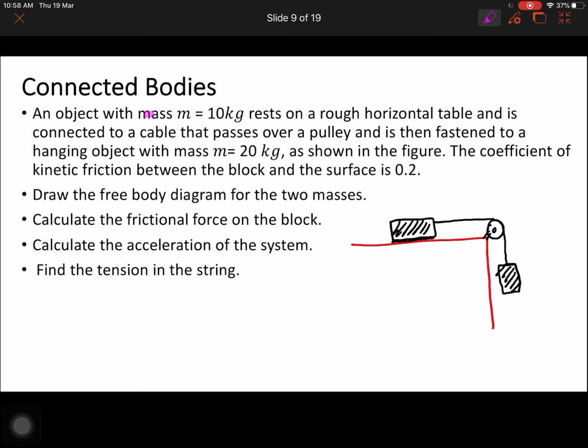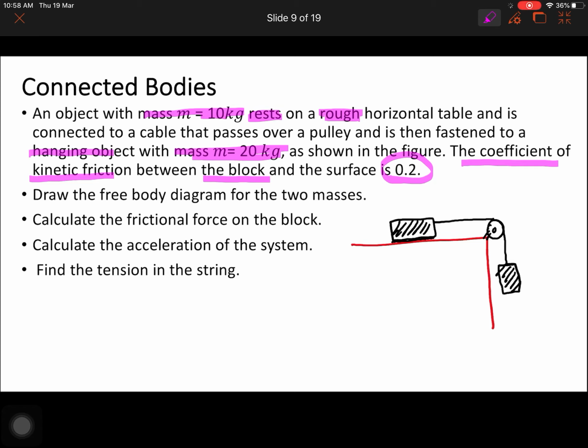An object of mass 10 kg rests on a rough horizontal table and is connected by a string that passes over a pulley and is then fastened to a hanging object with mass 20 kg as shown in the diagram. The coefficient of kinetic friction between the block and the surface is 0.2.